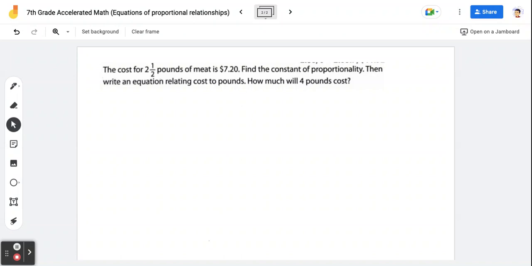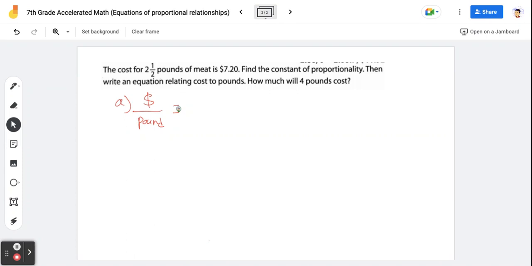All right, so let's go with what the first thing says. The cost for 2.5 pounds of meat is $7.20. Find the constant of proportionality. Okay, so let's do that first. The cost for 2.5 pounds of meat is $7.20. So my ratio in words is going to be the price, or the amount of money, per pound.